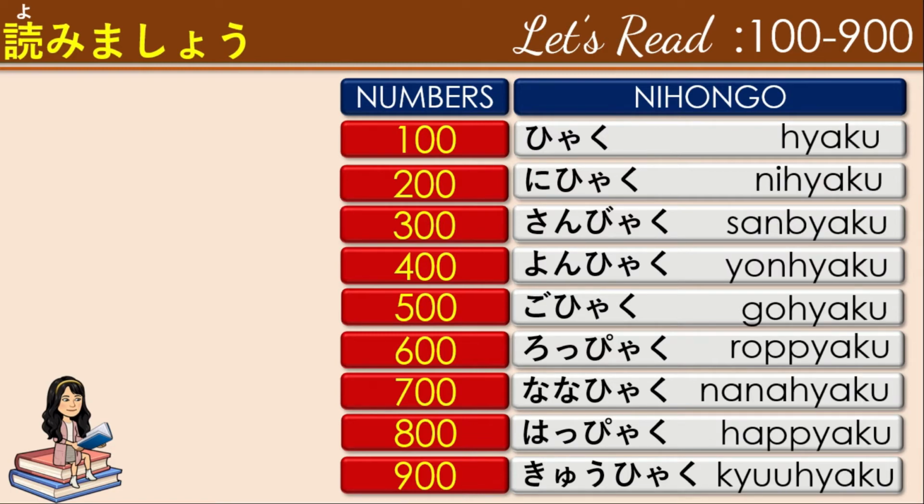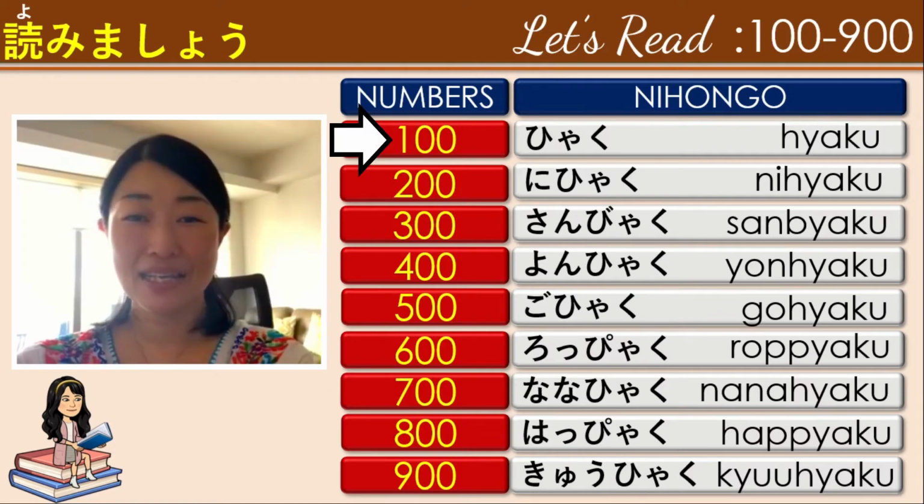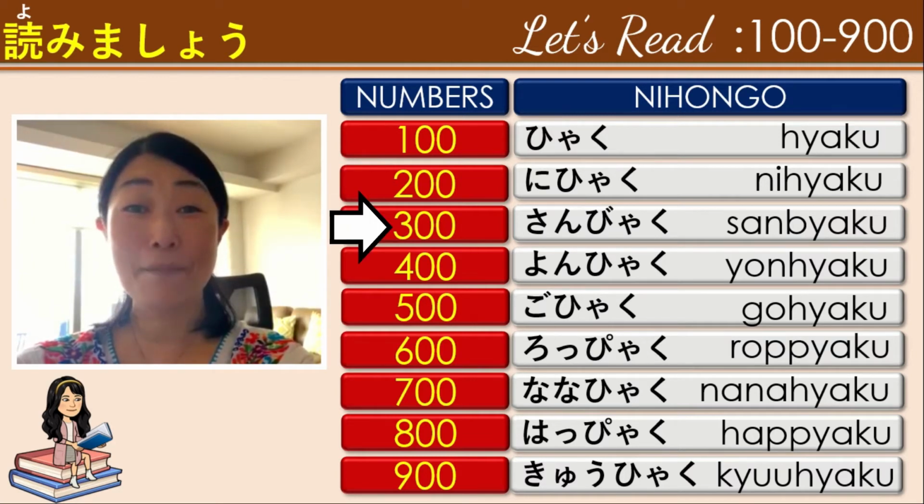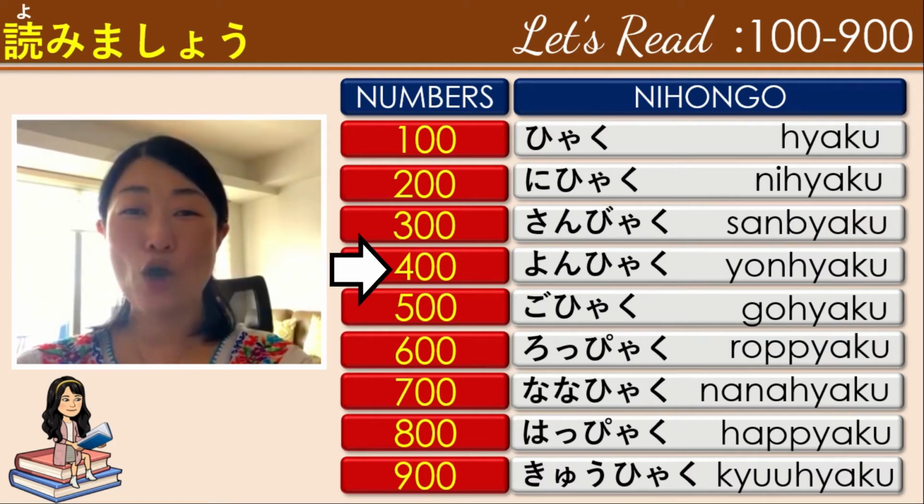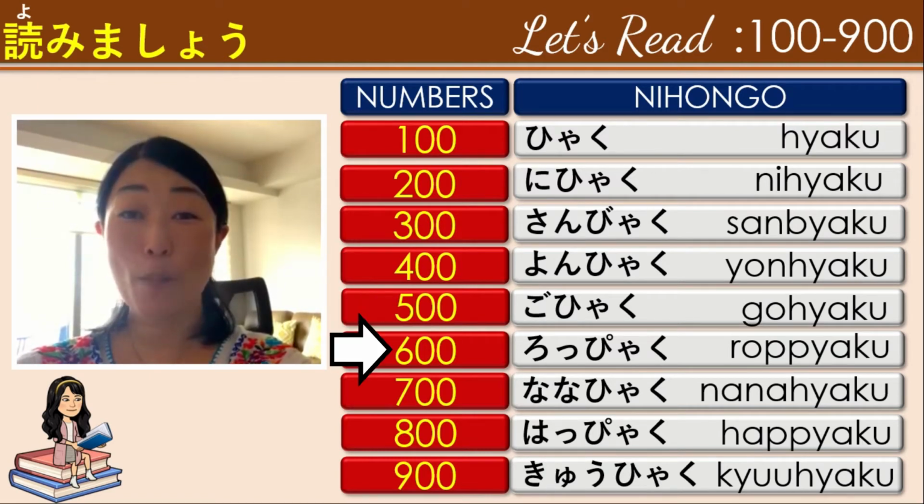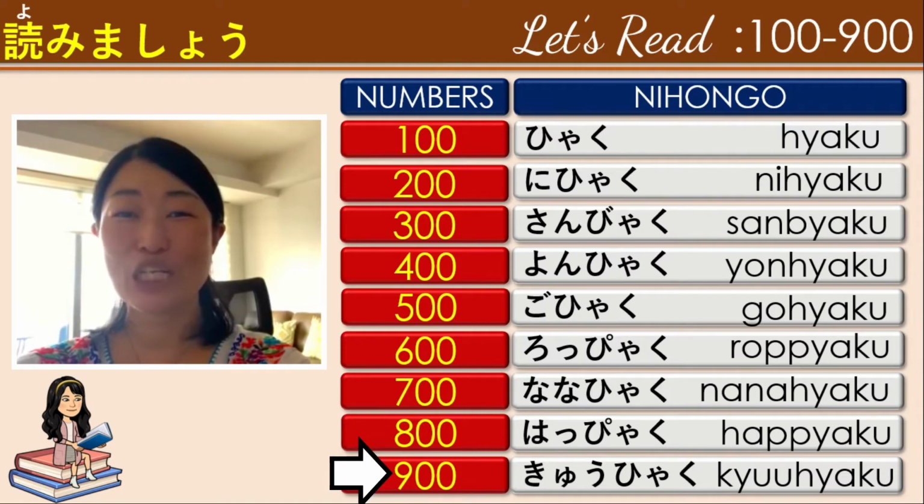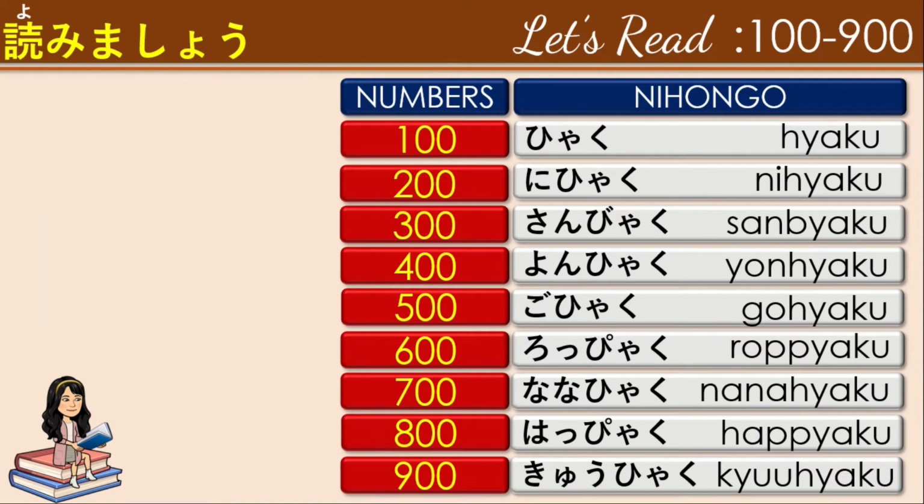Now this time, let's hear a native Japanese pronunciation for these numbers from 100 to 900. じゃあ先生、よろしくお願いします。100、200、300、400、500、600、700、800、900。 Thank you very much, Sensei.